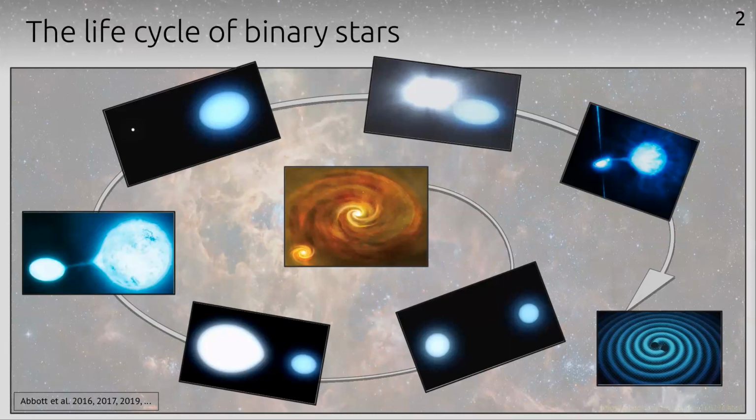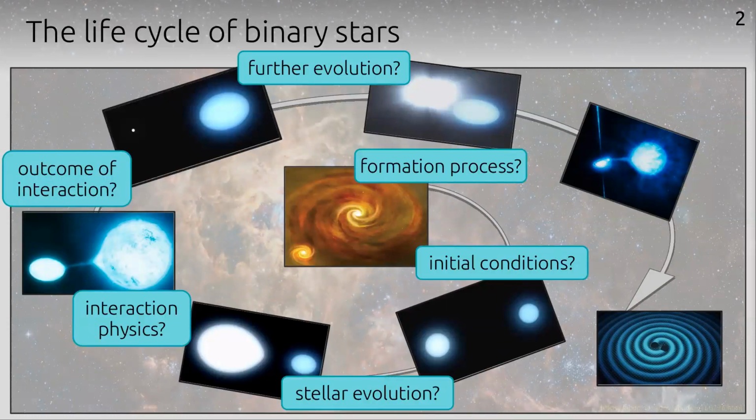While this is more or less the life cycle of binary stars, just one example of it, there are still a lot of question marks on basically every step of the process. How do these stars form? What are the initial conditions of these binary products? We also still have a lot of questions on single star evolution. For example, what is the role of rotation in these stars and how does it impact their evolution?